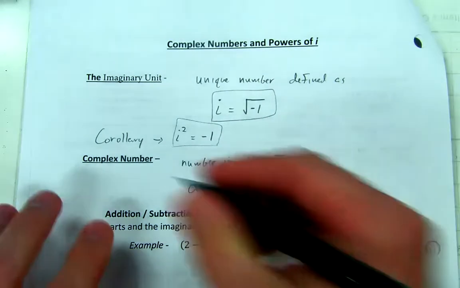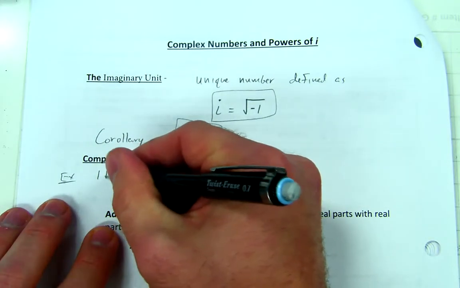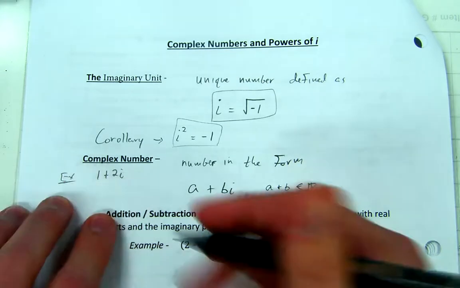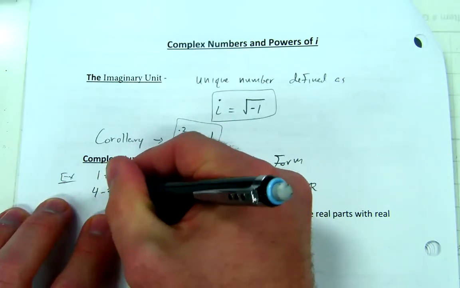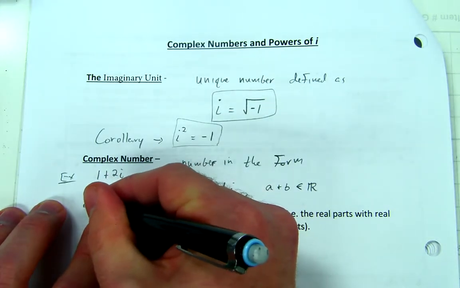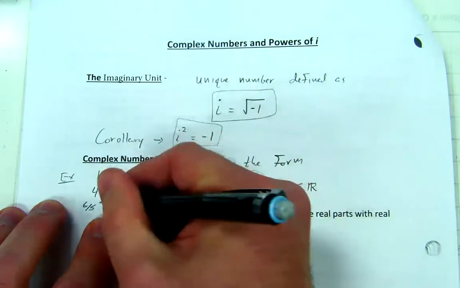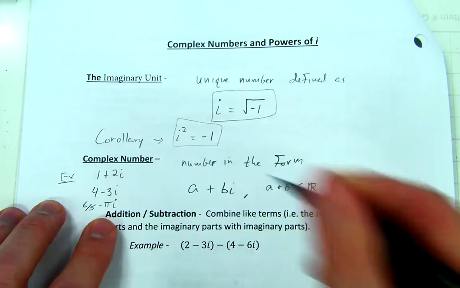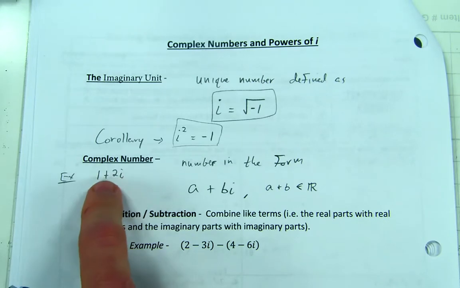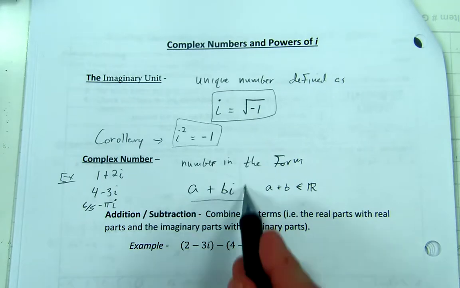Examples of complex numbers would be, I don't know, 1 plus 2i, where 1 and 2 are real numbers, and i is just i. You could have 4 minus 3i. You can have 6 over 5 minus pi i. So these are all just examples of complex numbers. It is the form of a real part plus an imaginary part. We'll see this again and again with the a plus bi definition here.